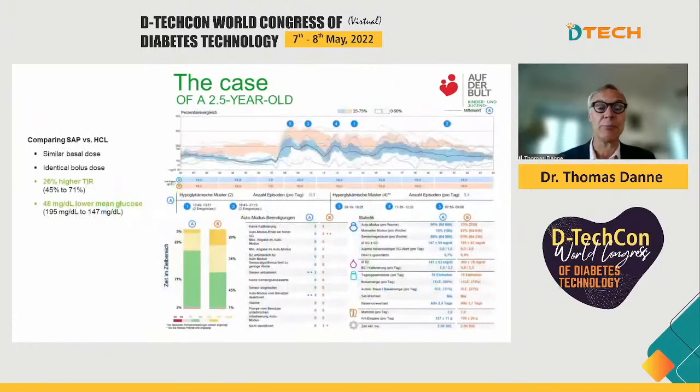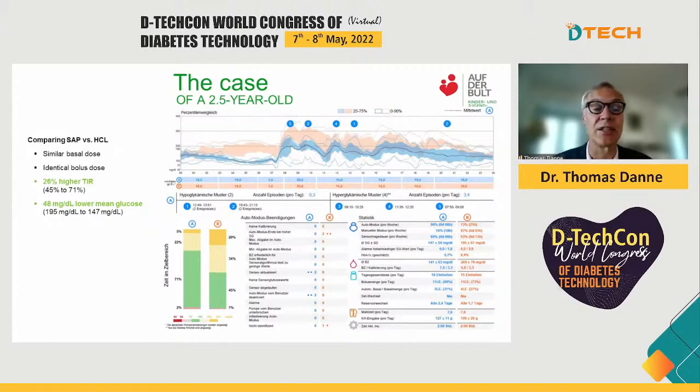So here's an example. What really is done is not about more insulin or less insulin whatsoever. You see that the basal dose in the hybrid closed loop mode, which is the light blue curve, compared to the sensor augmented pump, which is the orange curve, the amount of insulin is very, very similar. It's 16 units per day with the hybrid closed loop, 15 units per day with the sensor augmented pump. And the bolus doses were absolutely identical, 11 units in both time periods.